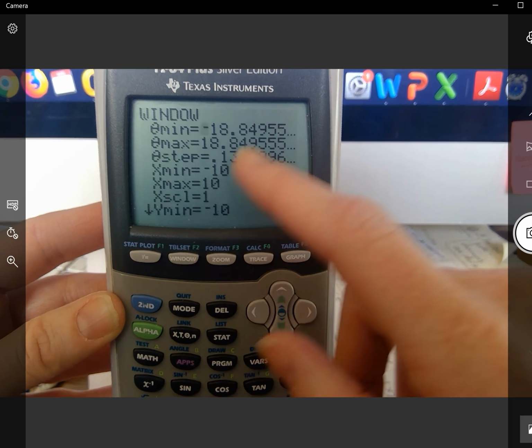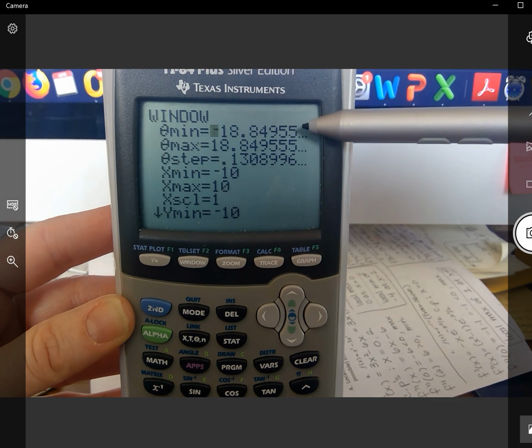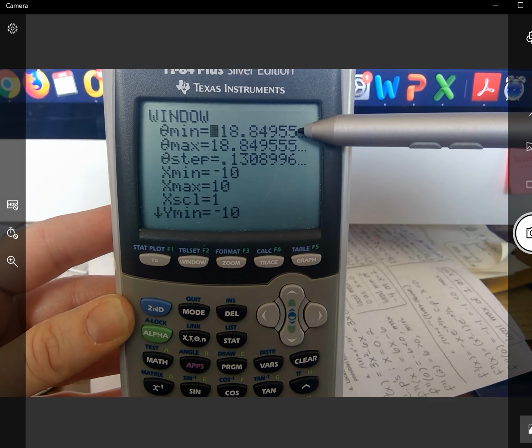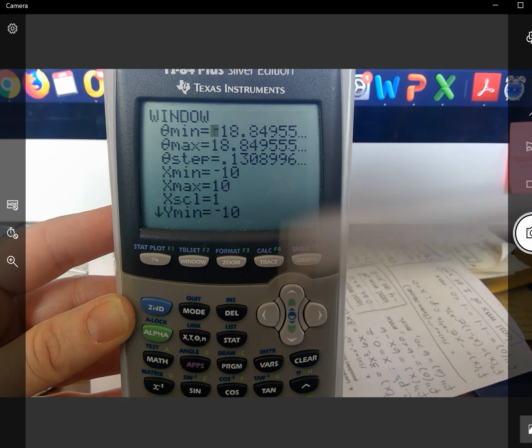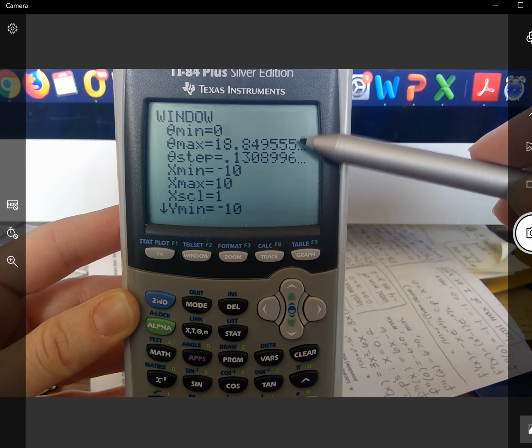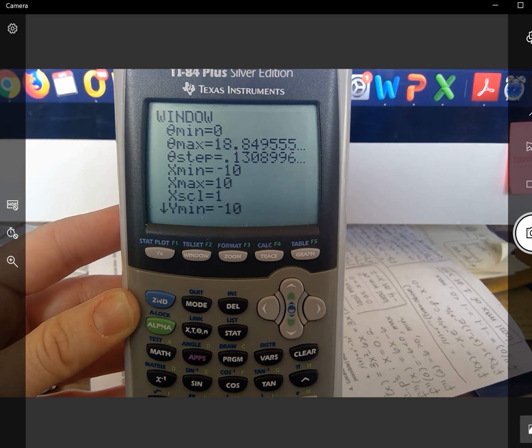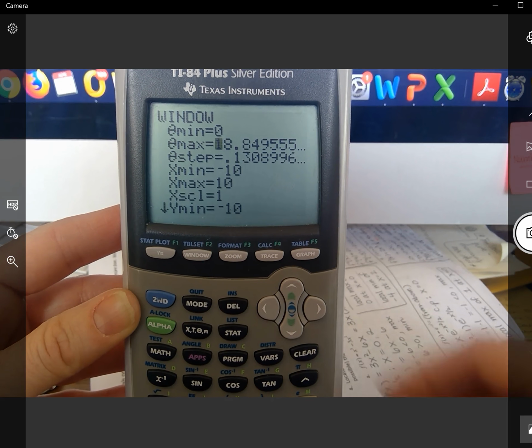Let's go to our window. So here's what your window is. What this window is going to give you is this number right here, the smallest value of theta you're going to get, and then the biggest. So I'm going to set theta equal to 0, and then I'm going to go around theta about 6 pi times. So you can actually put that in.